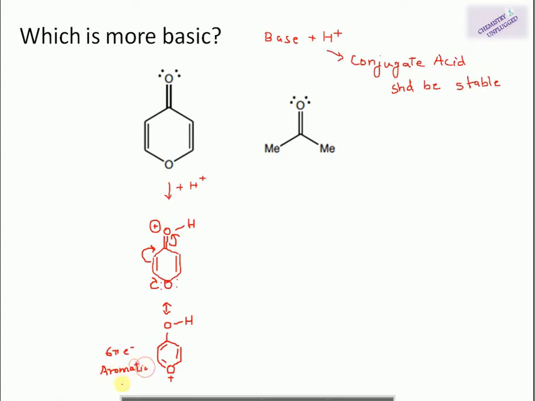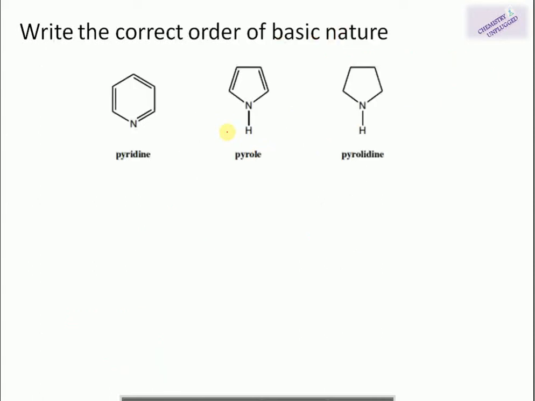Now we will add one proton in dimethyl ketone, or acetone. Then this will also add to this oxygen and we have this structure, but it is not an aromatic system and it has not so much stability like this one, so it is less basic than this. Then write the correct order of basic nature of these compounds.